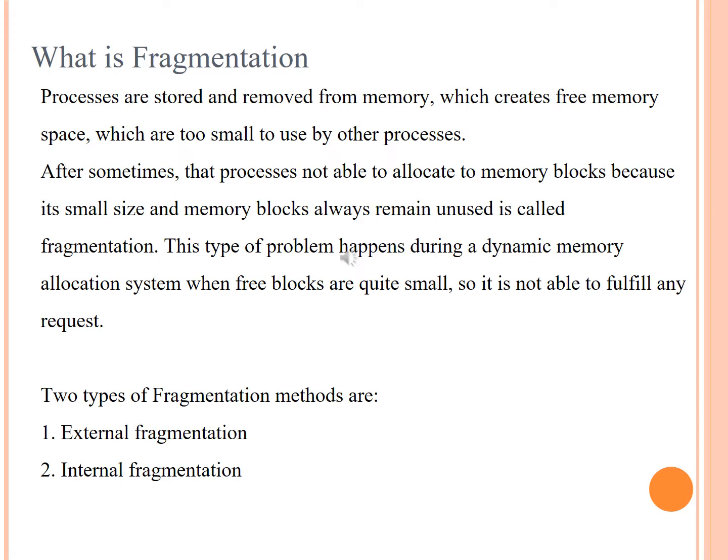In external fragmentation, the total memory space is enough to satisfy a request or to reside a process in it, but it is not contiguous, so it cannot be used. In internal fragmentation, the memory block assigned to a process is bigger. Some portion of memory is left unused, as it cannot be used by another process.